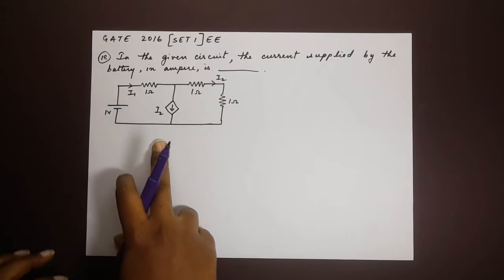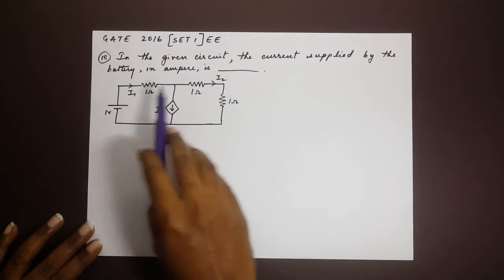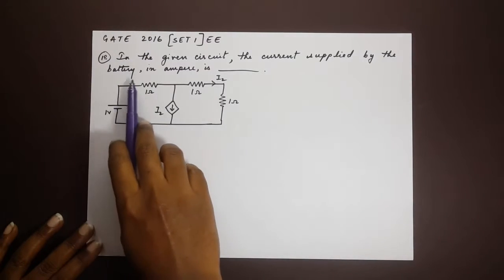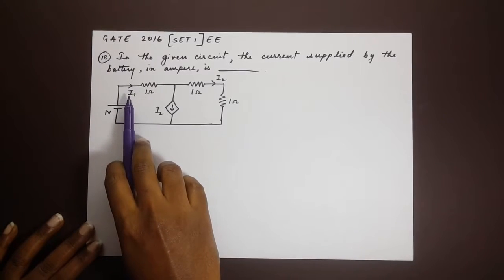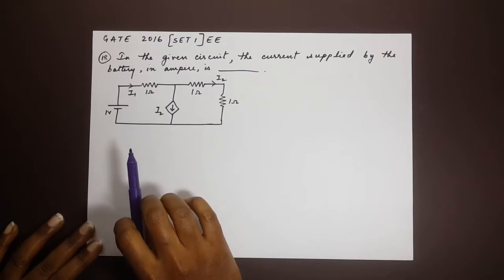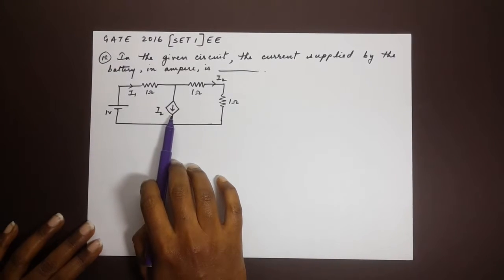So the circuit given shows that we are supposed to find out the value of I1, because it's the current supplied by the battery, and we see that I1 is the current that is coming out of the battery. So I1 is the value we need to find. Okay, so we also have I2 for the source over here.